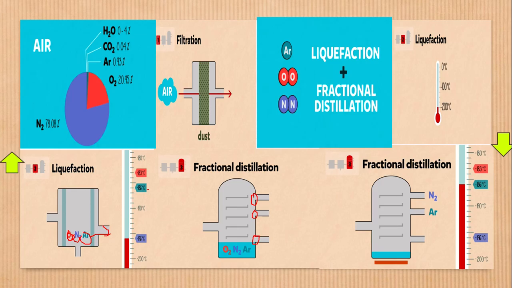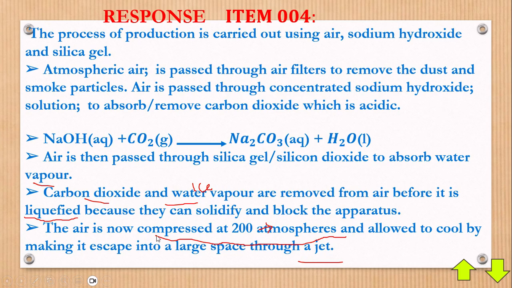But who will escape first? When they are cooling, oxygen first, followed by argon, followed by nitrogen. When they are fractionally distilling, the opposite is true. Nitrogen first, followed by argon, and lastly oxygen, which remains there, and is the one we are in need of. All right, good. So let's go ahead and conclude. The air is now compressed at 200 atmospheres and allowed to cool by making it escape into a large space through the jet.